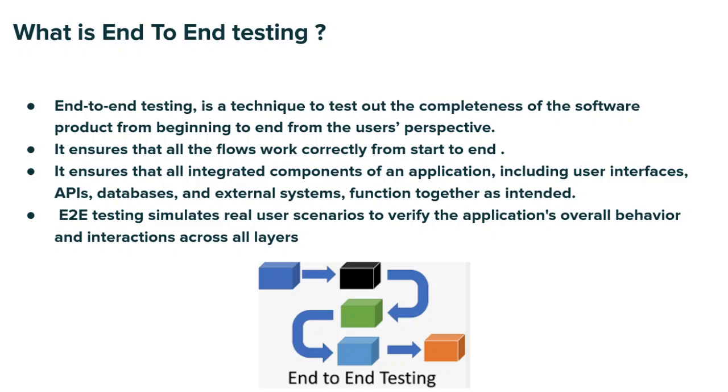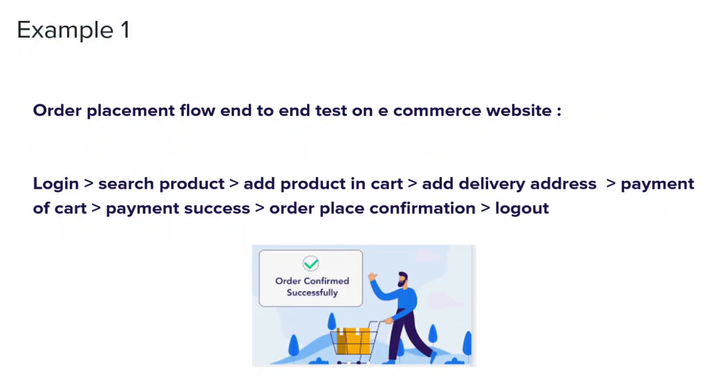Let's take a simple example of end-to-end testing. Let's say we have an e-commerce application in which some minor change has happened in the order placement flow, and we have to perform end-to-end testing on that order placement flow. So how do we check the end-to-end flow of order placement on that e-commerce website? We will start with the starting point. What is the starting point? Login. On that e-commerce website, login is the starting point.